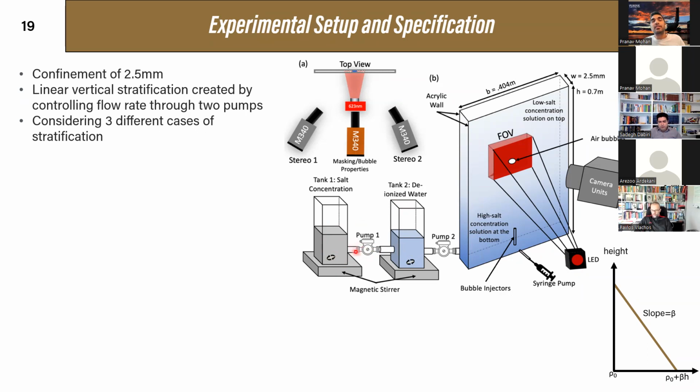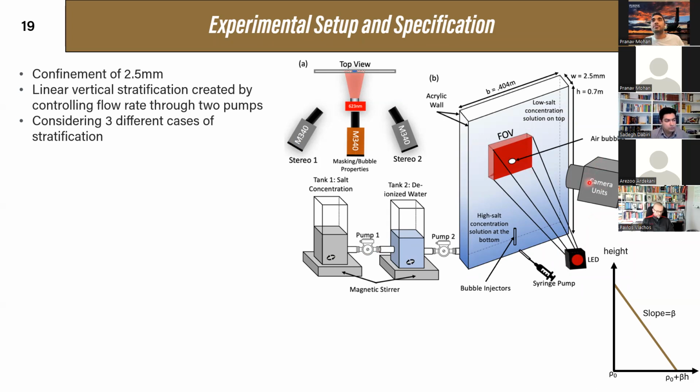And by controlling the flow rate through the two pumps here, one can control how the stratification will look. People have proven that by making the flow rate through pump 2 twice that of pump 1, you can get a linear stratification, as you can see. So as the height decreases, the density increases.